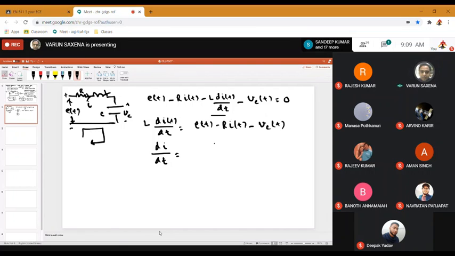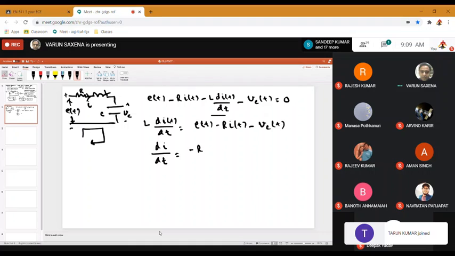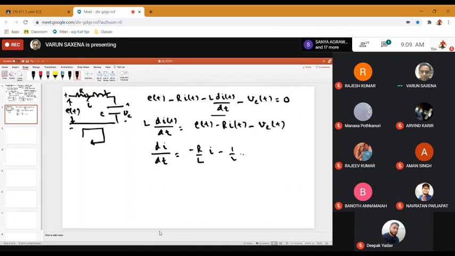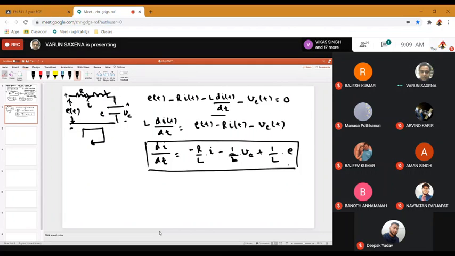That can be written as di/dt equals minus R by L times i, minus 1 by L times Vc, plus 1 by L times E. So now you have one differential equation in one of the state variables. So that is sorted. Then the next equation, so this is the first equation. The next equation that you can write is a very simple one.